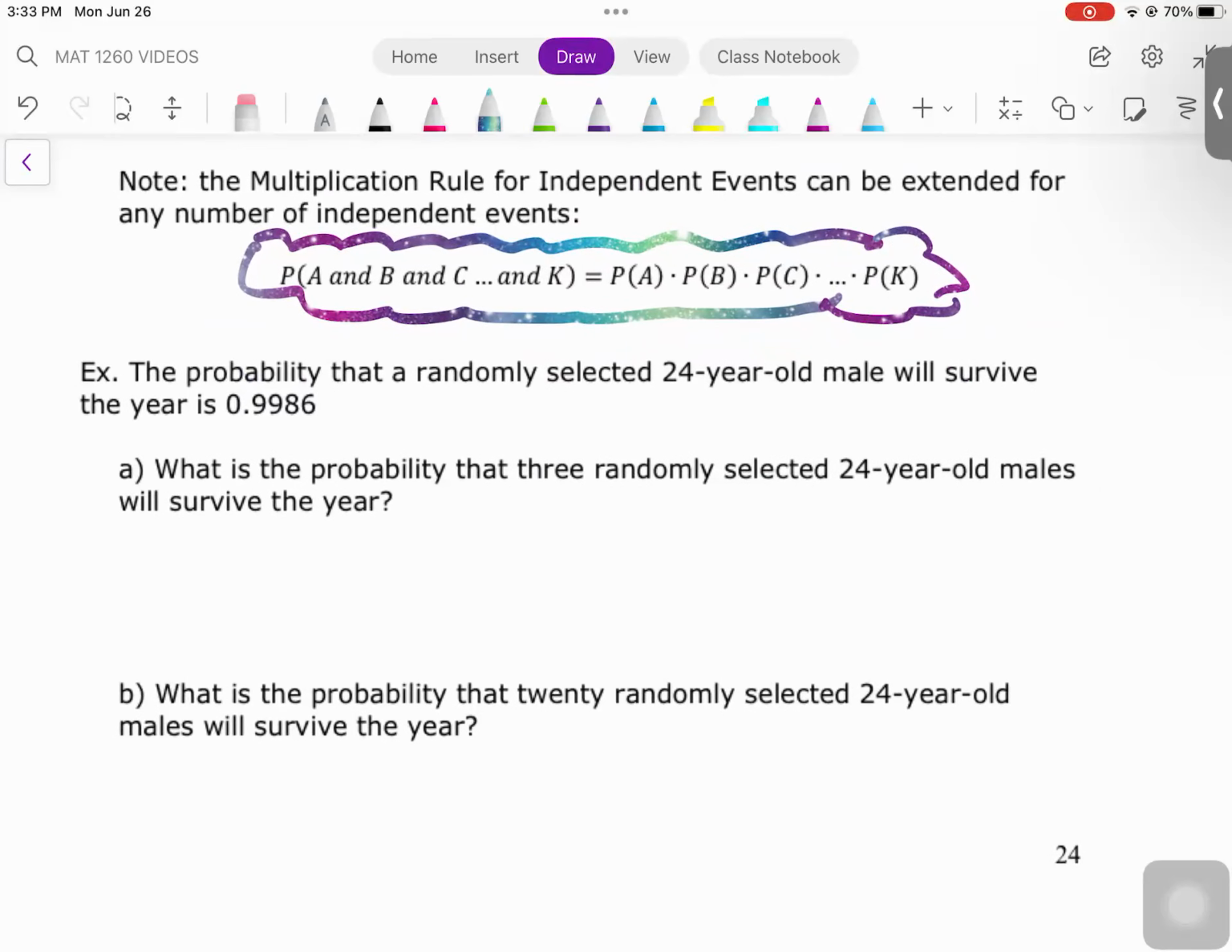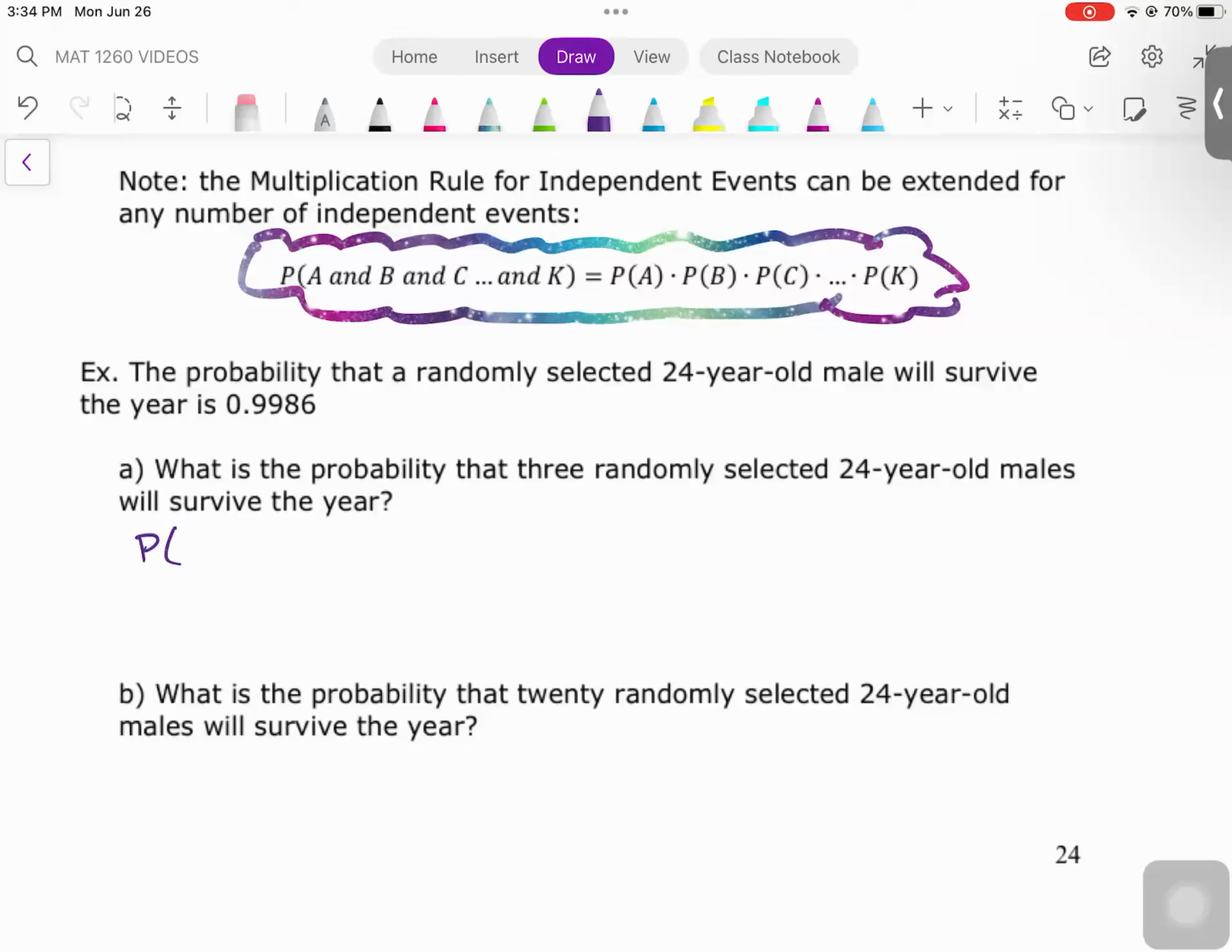The probability that a randomly selected 24-year-old male will survive the year is 0.9986. What is the probability that 3 randomly selected 24-year-old males will survive the year? So the first question is whether or not these 3 randomly selected 24-year-old males are going to be independent of one another. And we can ask ourselves, well, if one survives, does that change the probability that the next one will survive? And we should be able to identify that that answer is no. So these are independent.